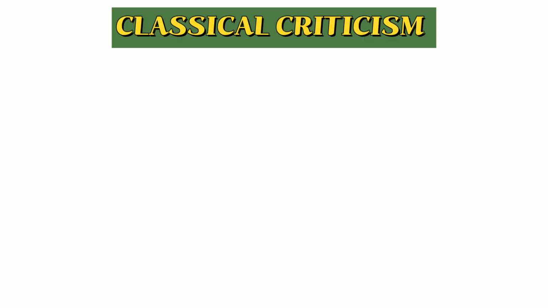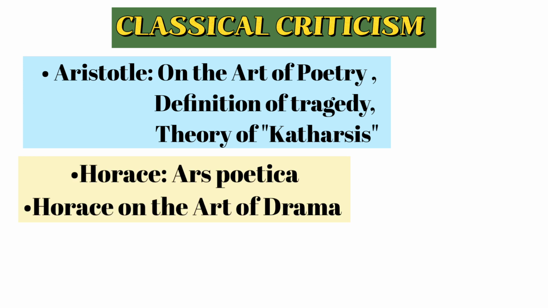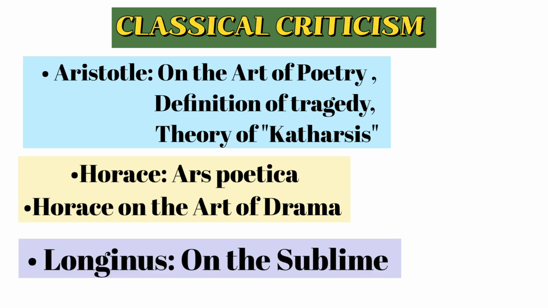So in classical critics, you have to study Aristotle and his works like the Art of Poetry, definition of tragedy, and theory of catharsis. And when you go through Aristotle, you can automatically become acquainted with Plato also. Second critic is Horace, and you can see his Ars Poetica and the art of drama. Third is Longinus, On the Sublime. You can read this also in classical critics. Longinus, Horace and Aristotle, these three critics are very important in classical criticism.